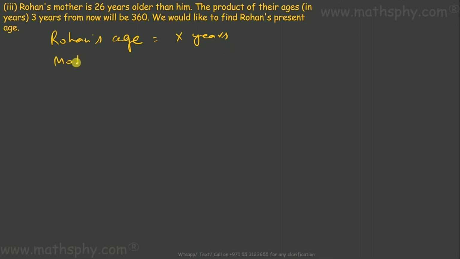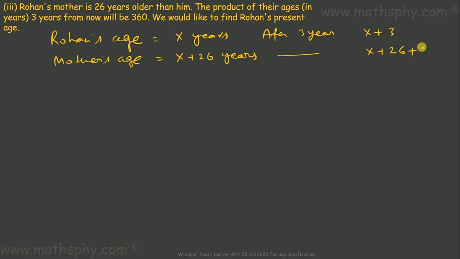Rohan's mother is 26 years older than him, so she would be x plus 26 years. It says the product of their ages 3 years from now, so I'll write after 3 years, Rohan would be x plus 3 and mother would be x plus 26 plus 3. The product of their ages 3 years from now will be 360, means x plus 3 is Rohan's age after 3 years into x plus 29. This product would be 360.